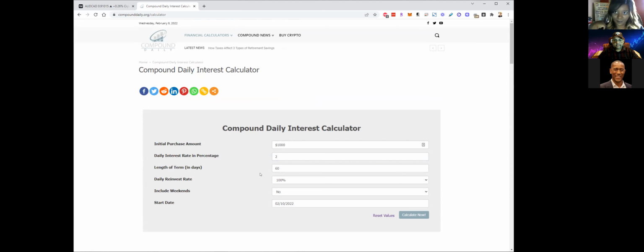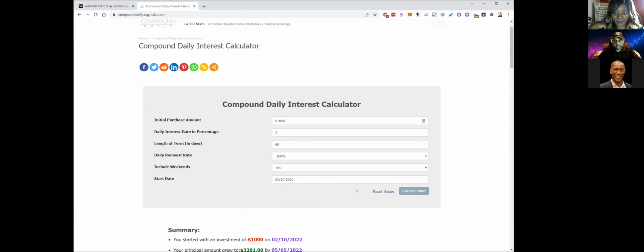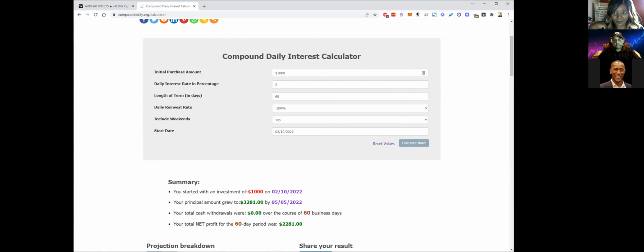So 60 trading days is about 3 months. Let's say you reinvest all your money for those 3 months, not including weekends, starting tomorrow. If you follow this trading plan, you can turn your $1,000 into $3,000. So you can triple your money in 90 days. This is if you keep reinvesting and don't pull any money out. You can mess around with the settings.